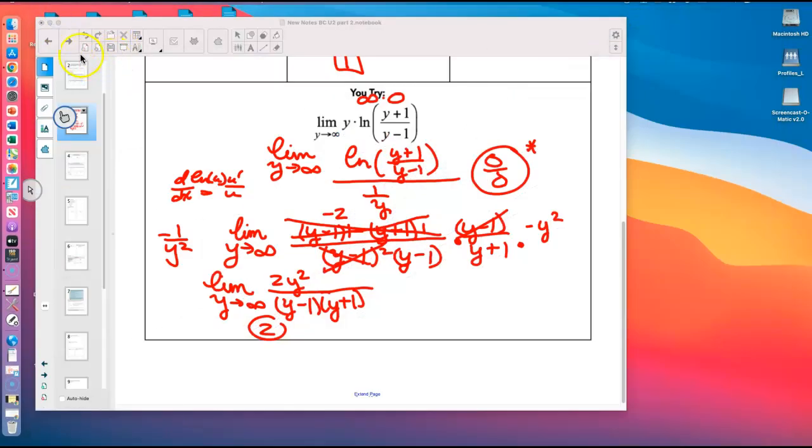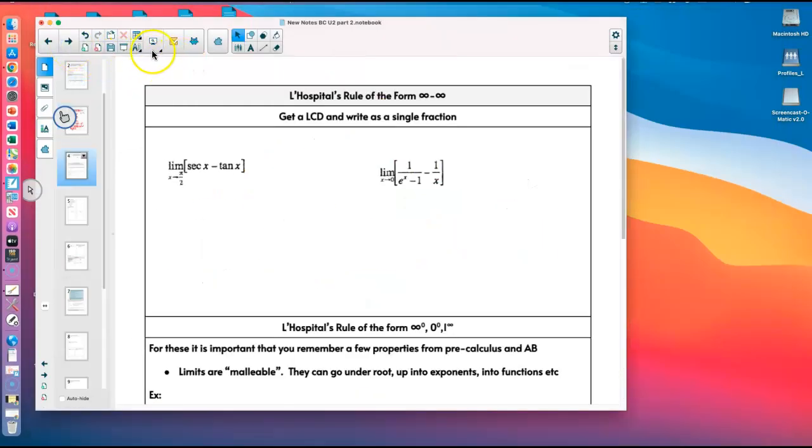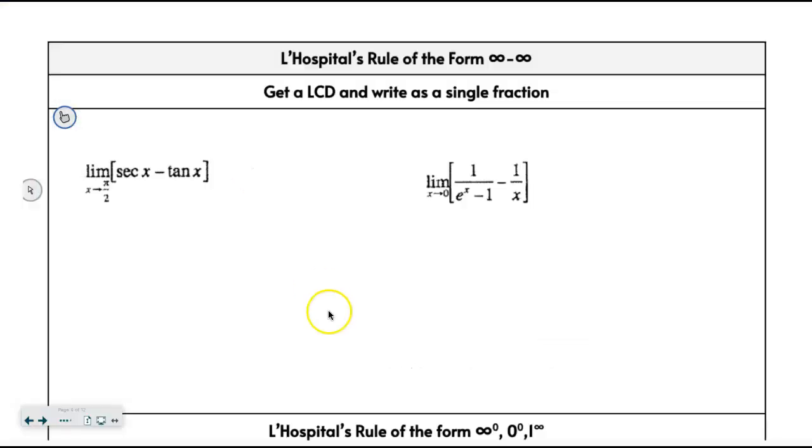Next up, I would actually say this one isn't harder. This is easier than that last kind, okay? And then we'll get to the hard ones, all right?